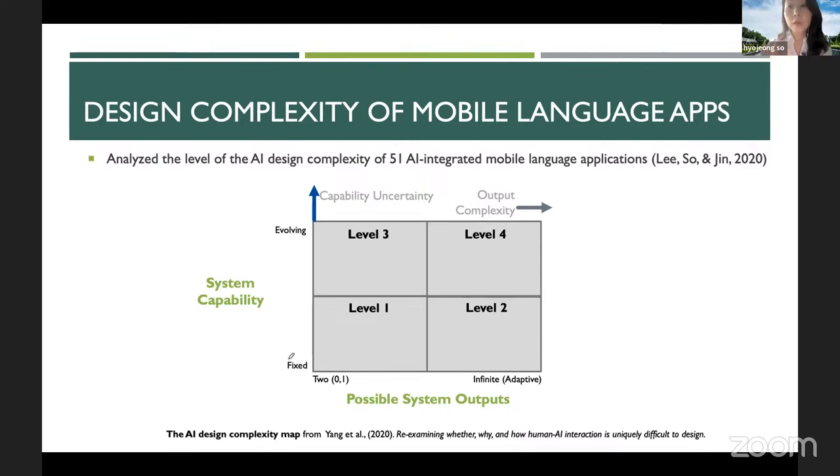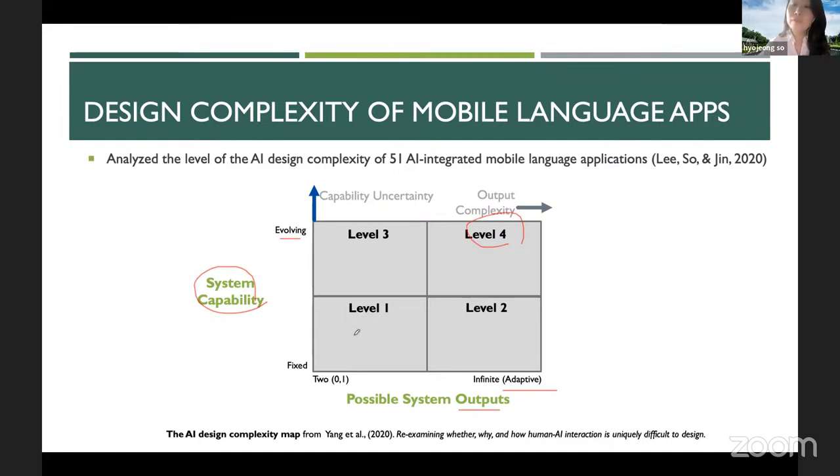So they proposed a 2x2. There are four dimensions here based on the system's capability. It could be very fixed, or it can keep evolving with data. Or in terms of the system's output, it can be very fixed, like a binary, or it can be adaptive, again through machine learning, the machine keeps learning with the data, and it can be very adaptive. So level four is the highest. It means the system is very complex and keeps evolving.